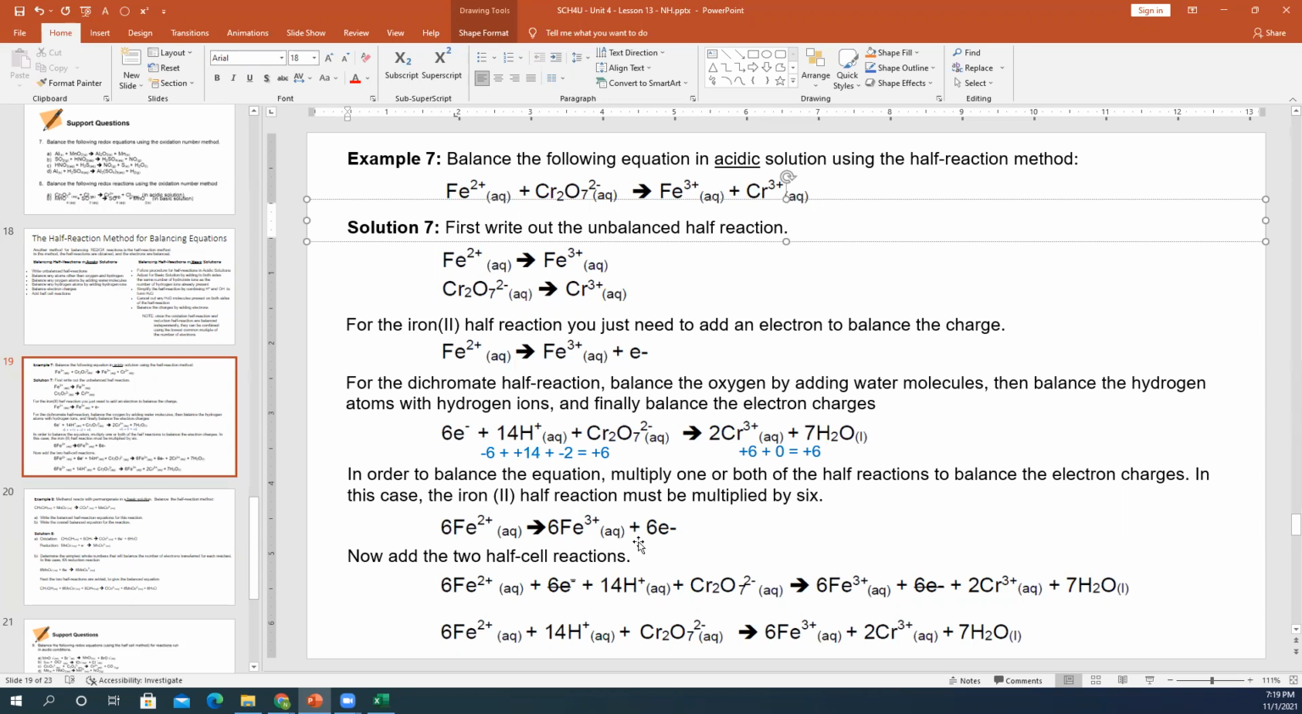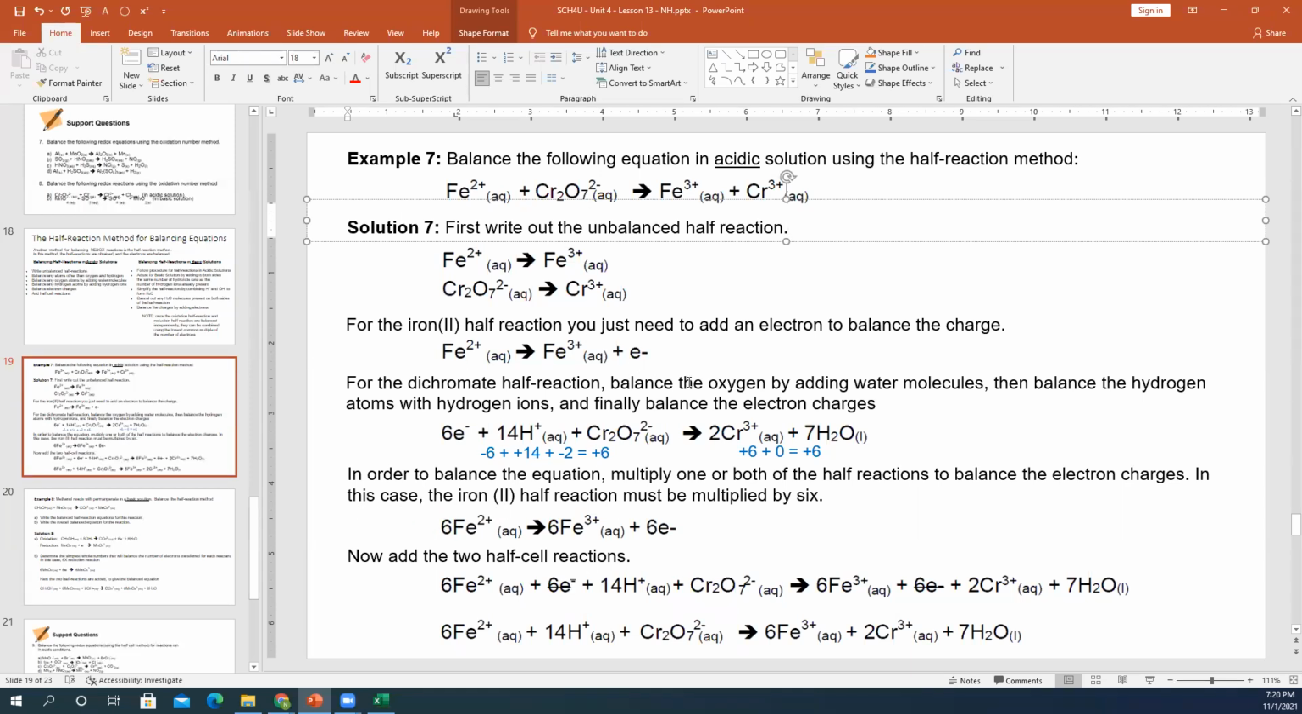So now we have to see, to balance these equations, we have to multiply either one or both of these half reactions. So here we have one half reaction and the other half reaction. We would have to multiply either one or both of these half reactions now to balance the electron charges. In this case, here we have just 1 electron. Here we have 6 electrons. So if we add these 2 together, we'll have 6 on this side, 1 on this side.